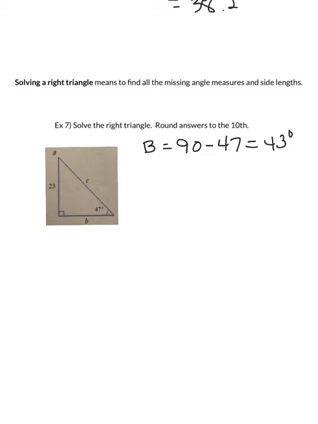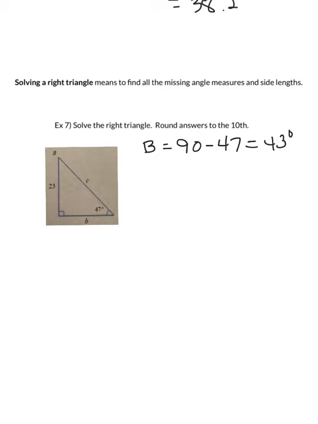Now we need to find side B and side C. When you are solving a right triangle, if at all possible, I recommend that you use your given information. What if we had made a subtraction error finding angle B, and we used that number to find the rest of our sides? Well, now everything's going to be wrong because our first answer was wrong. So I'm going to use everything based off of the 47 degrees that I was given.